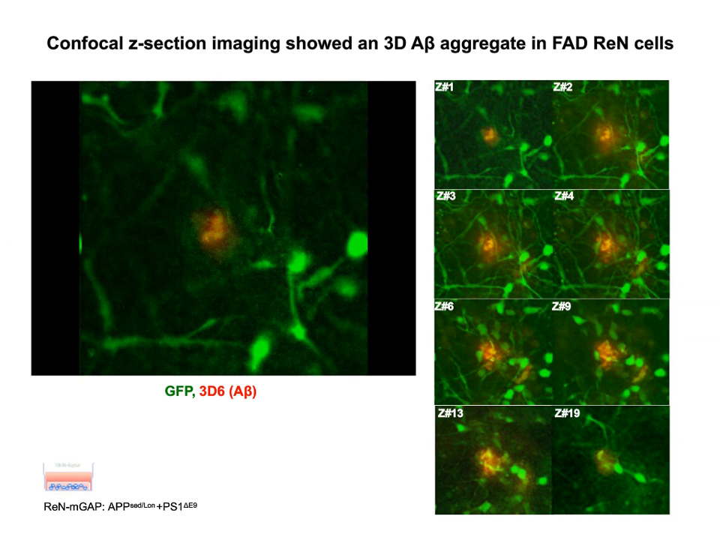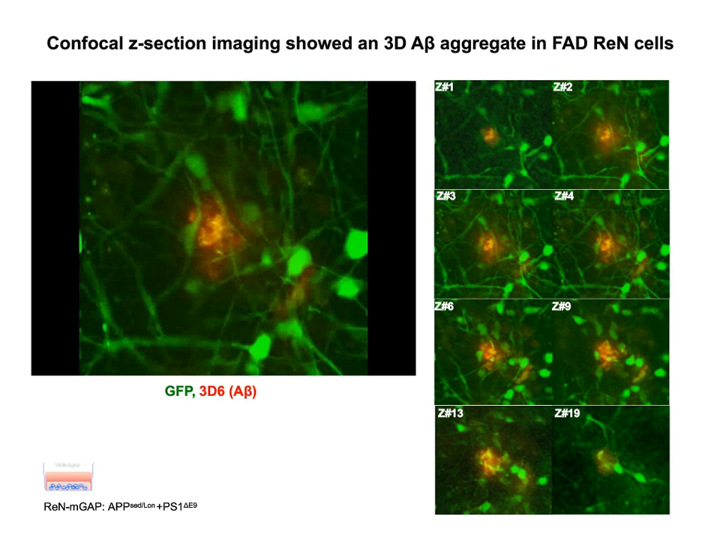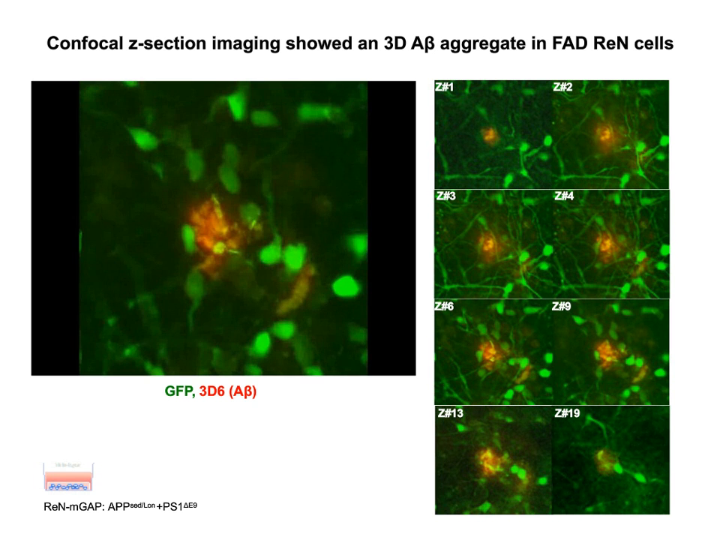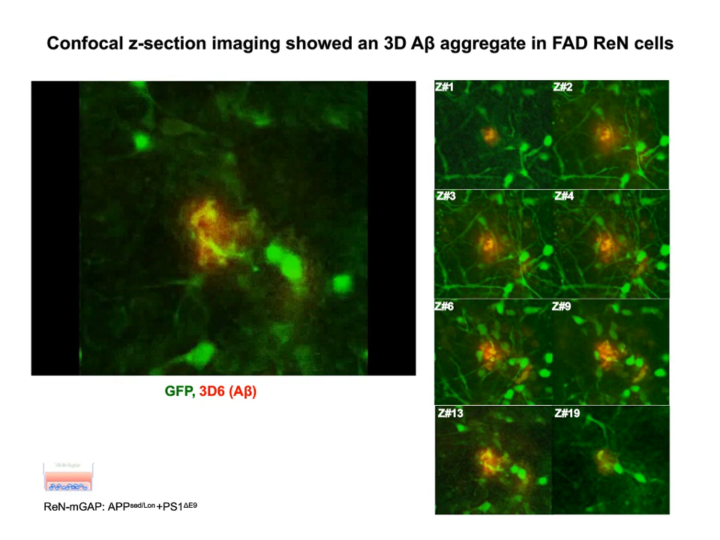Okay, so these are the z-sections of one of these tight aggregates. You can appreciate those red aggregates from the bottom to the top. Our approximation is that this particular aggregate is about 50 micrometers, which matches the average A-beta plaque size in patient brains.